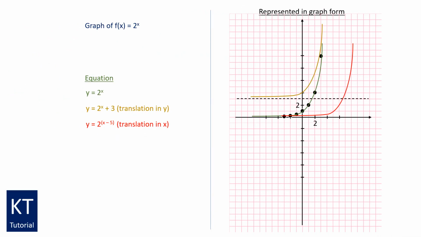The final example: the graph of y equals 2 to the power of x is shown in green, and that of y equals 2 to the power of x plus 3 is a shift of the green chart upwards by 3 values, as shown in yellow. And finally, the chart for y equals 2 to the power of (x minus 5) is one that is translated by 5 values to the right, as shown in red.